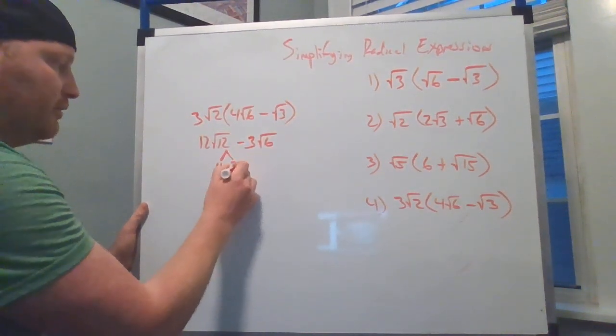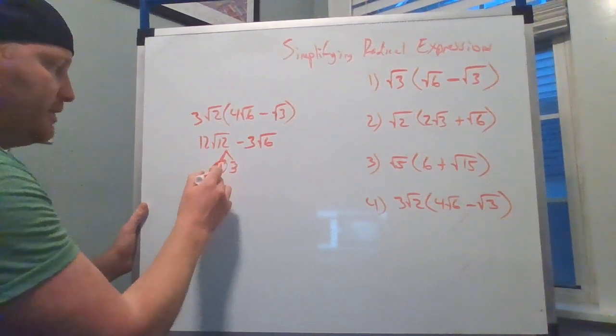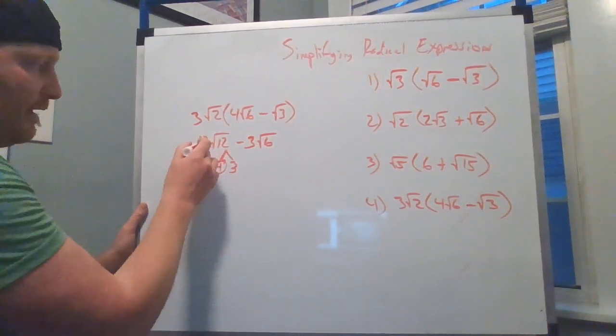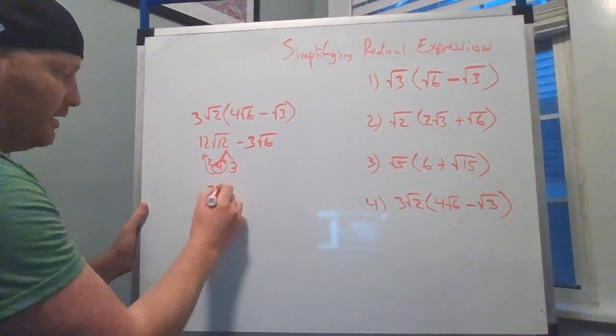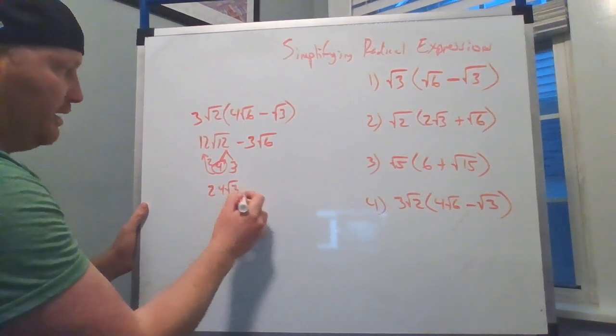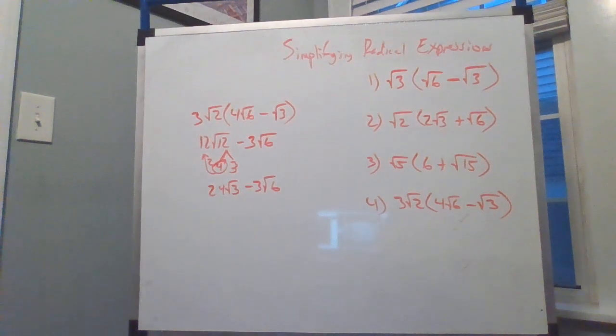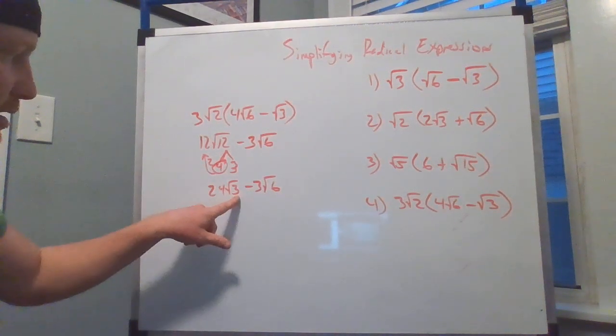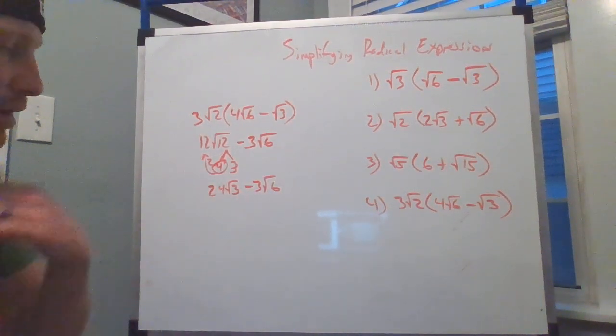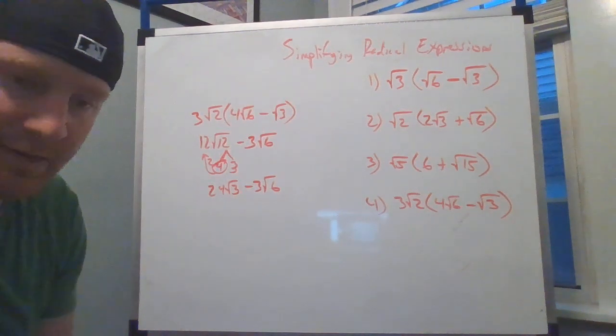So 3 radical 6. Now I got to go one step further. I got a 4 and a 3 inside here. 4 comes outside as a 2. I multiply that by that number in front right there. So I'm going to get 24 radical 3 minus 3 radical 6. These do not have the same number under the radical, therefore we are all done. Back in a minute with some more.